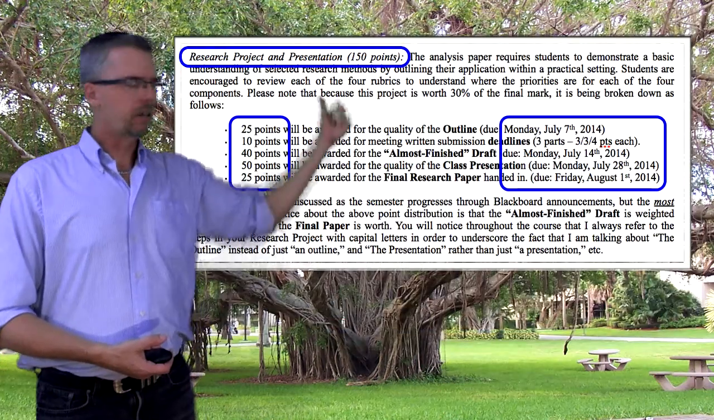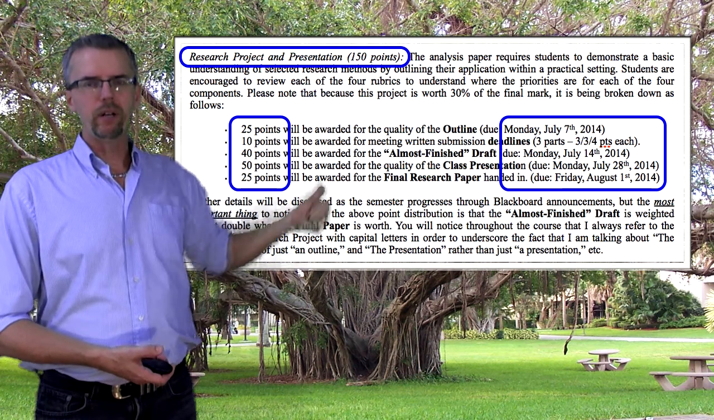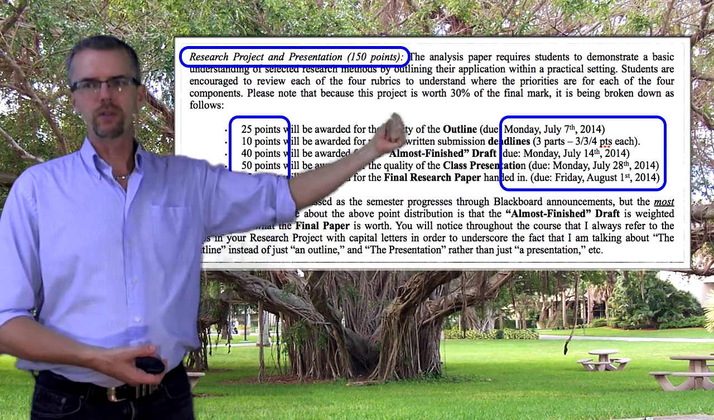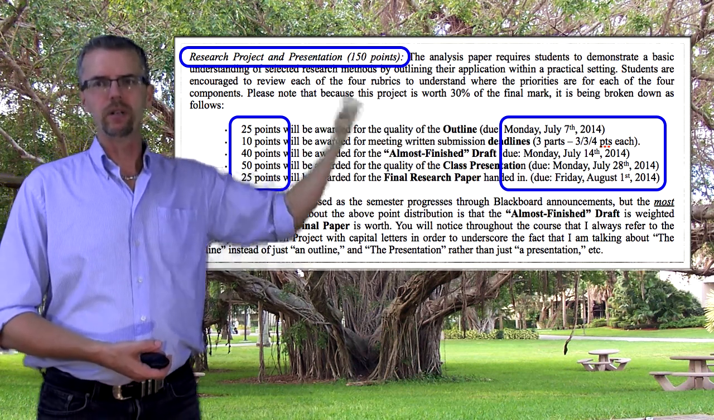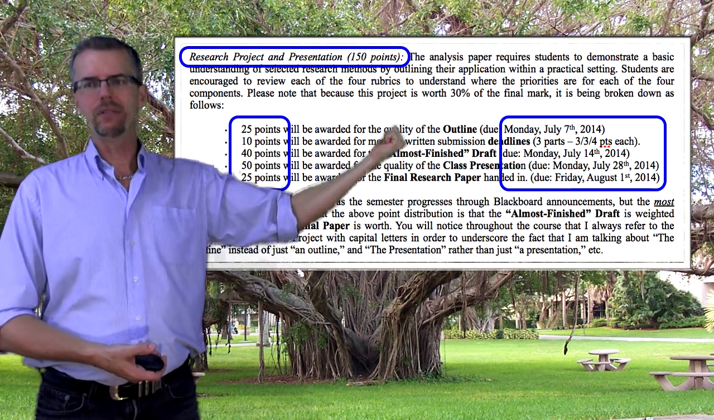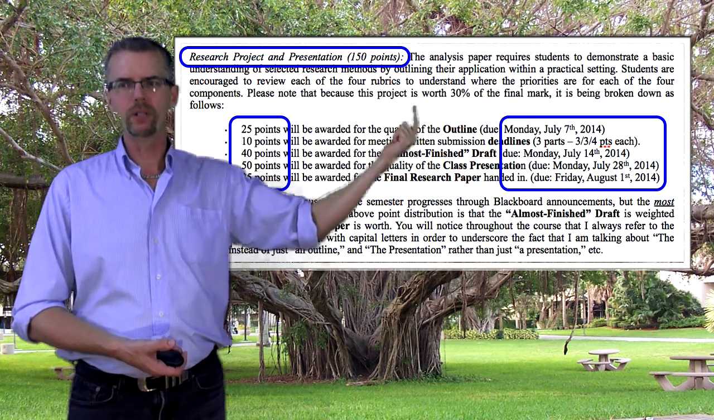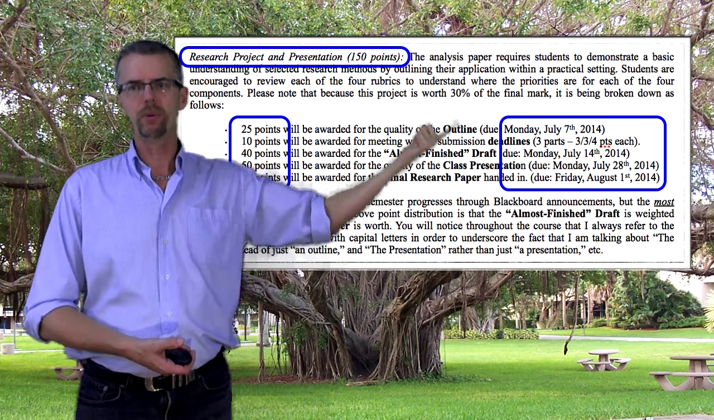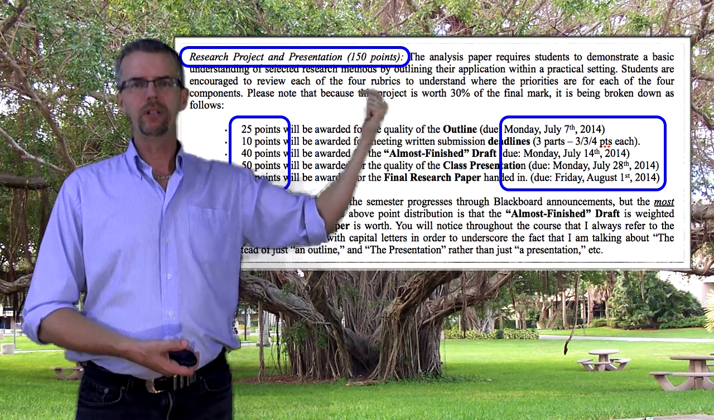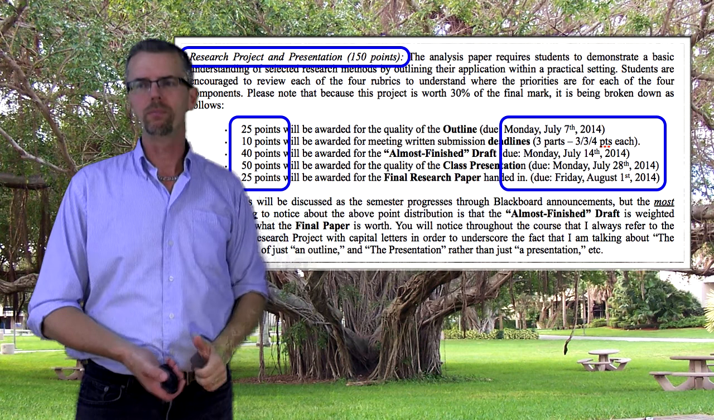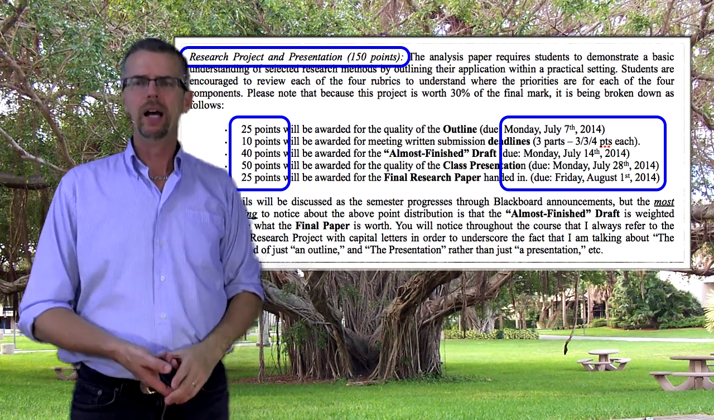From the syllabus, you'll recall that points are awarded in 5 areas for your research project. 25 points are awarded for the outline, which is up first. 10 points are awarded for meeting all of the deadlines: 3 points for getting your outline in on time, 3 points for getting your almost finished draft in on time, and 4 points for getting your presentation in on time.